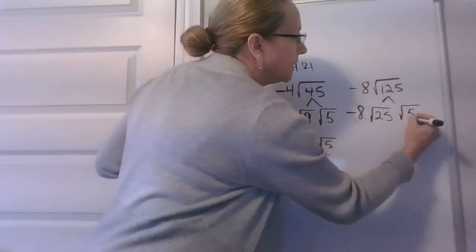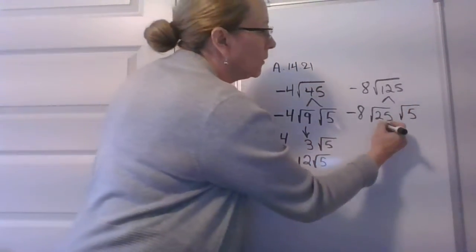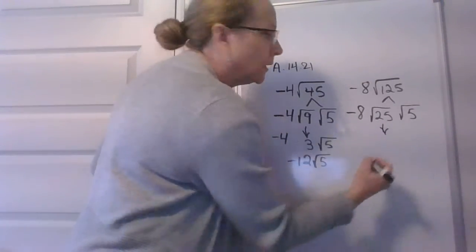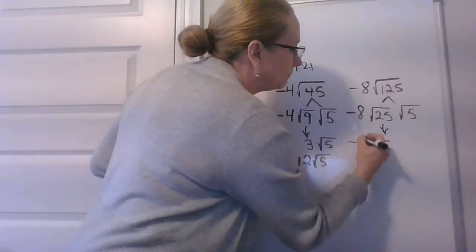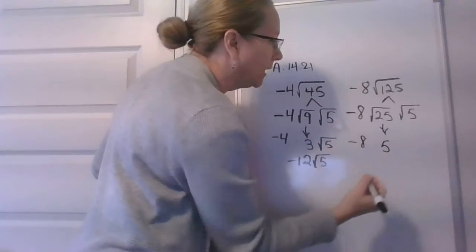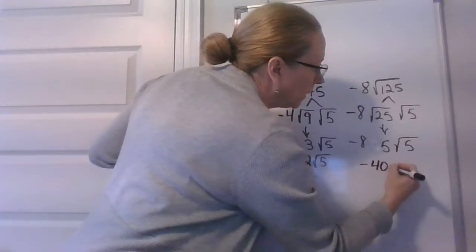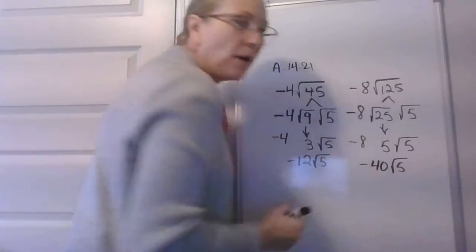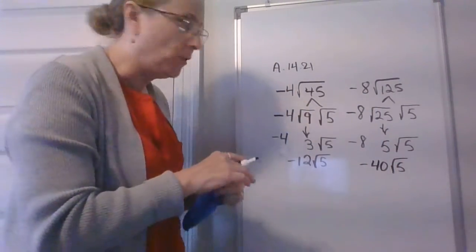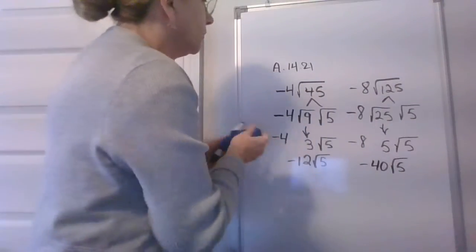25 goes in 5 times. So now the square root of 25 becomes a 5. Multiply that by the -8. And we get -40 square root of 5. I hope that clears up that problem. So let's move on to another.